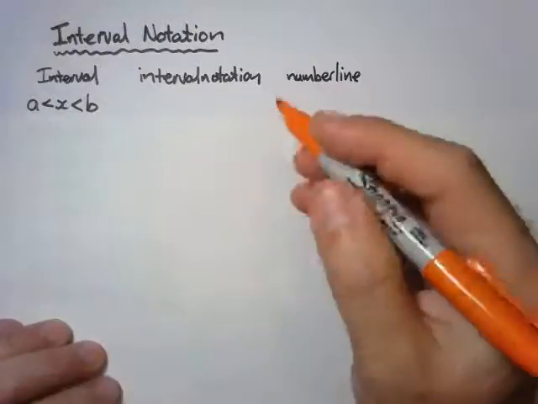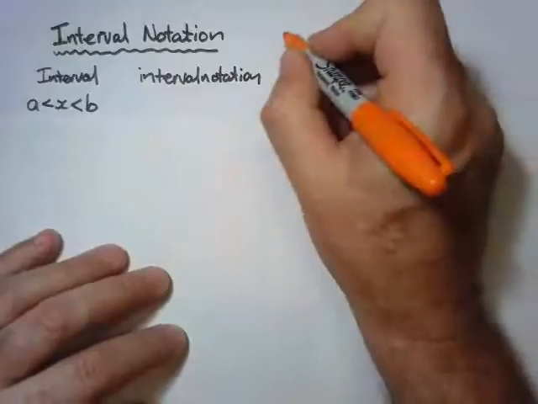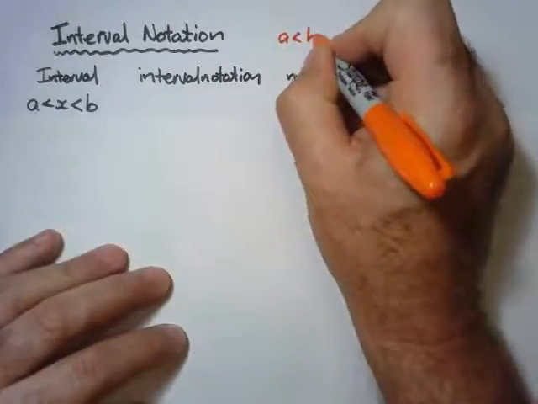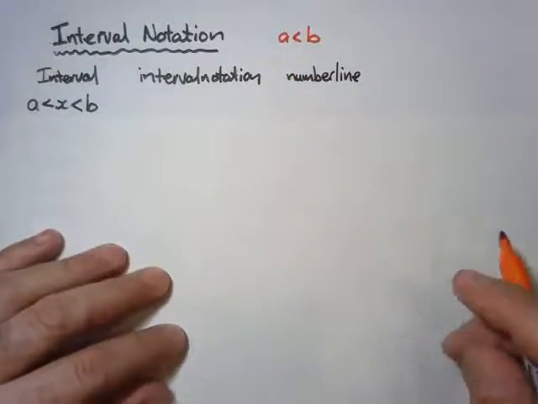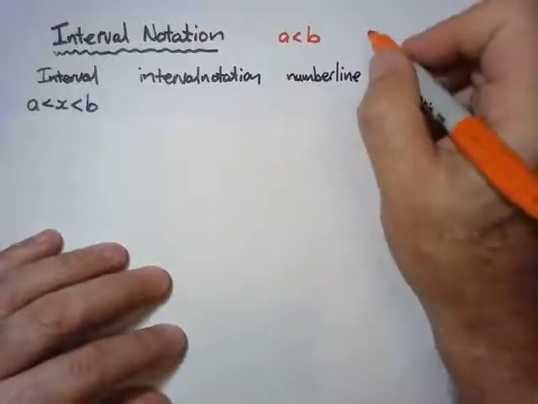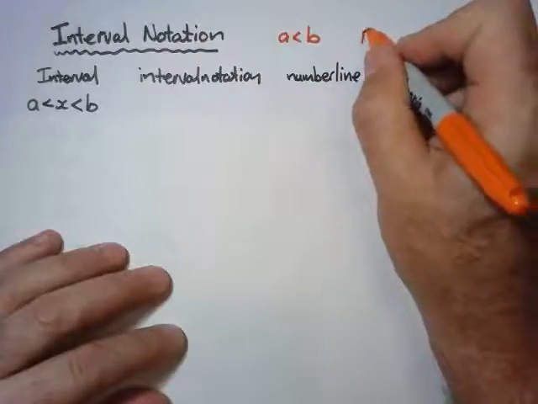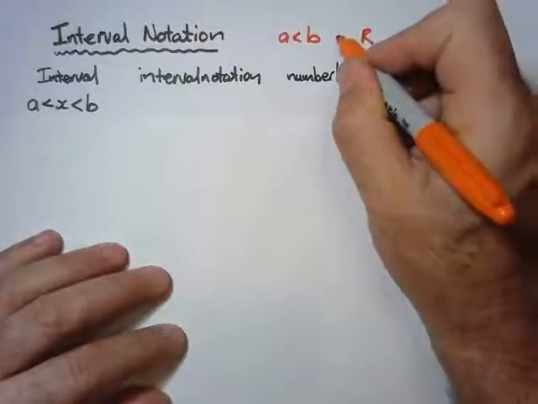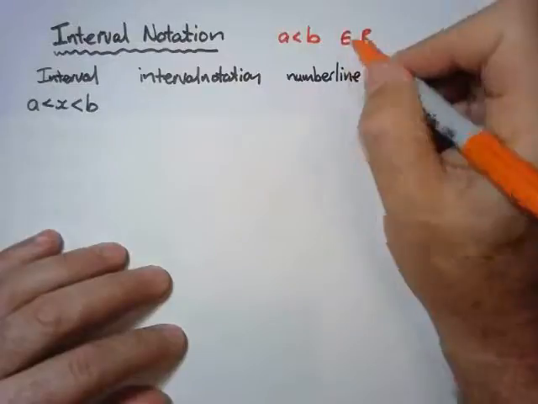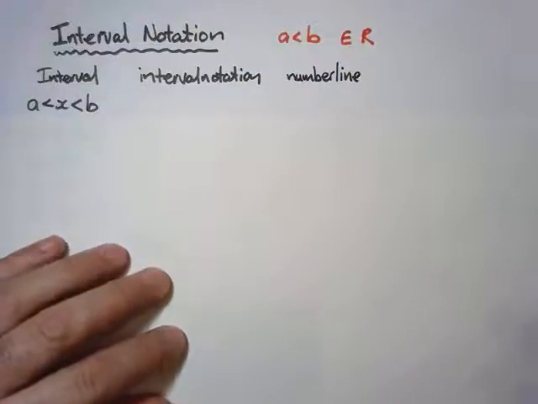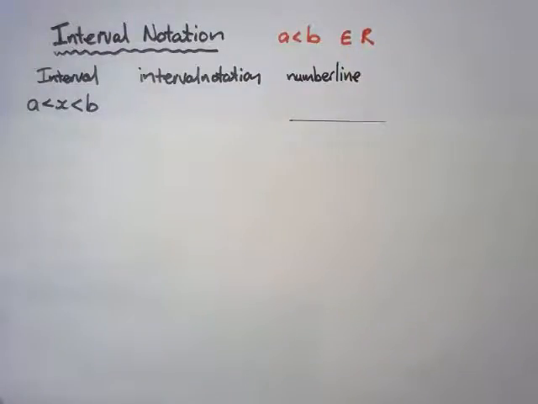Now in these things, I'm going to assume that A is less than B, so A is smaller than B, and I can also assume that all numbers are real numbers, so A and B are elements of real numbers. Okay, so let's have a look at the interval notation.